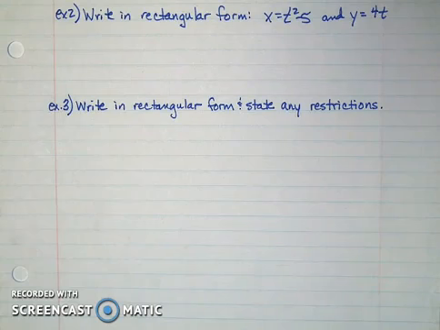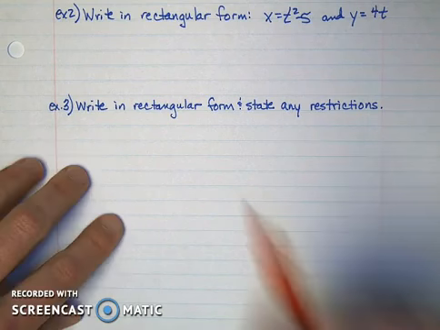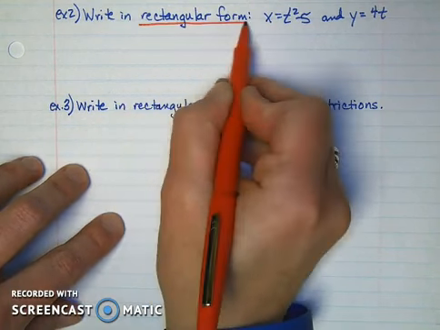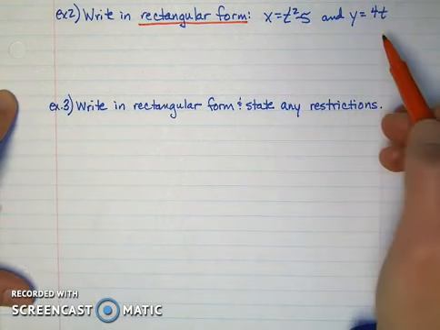Welcome back to the second video in the lesson on parametric equations, lesson 7.5. Example 2 says to write the following in rectangular form. So we've done that with a trig equation where theta was our parameter. Now let's use one with t.